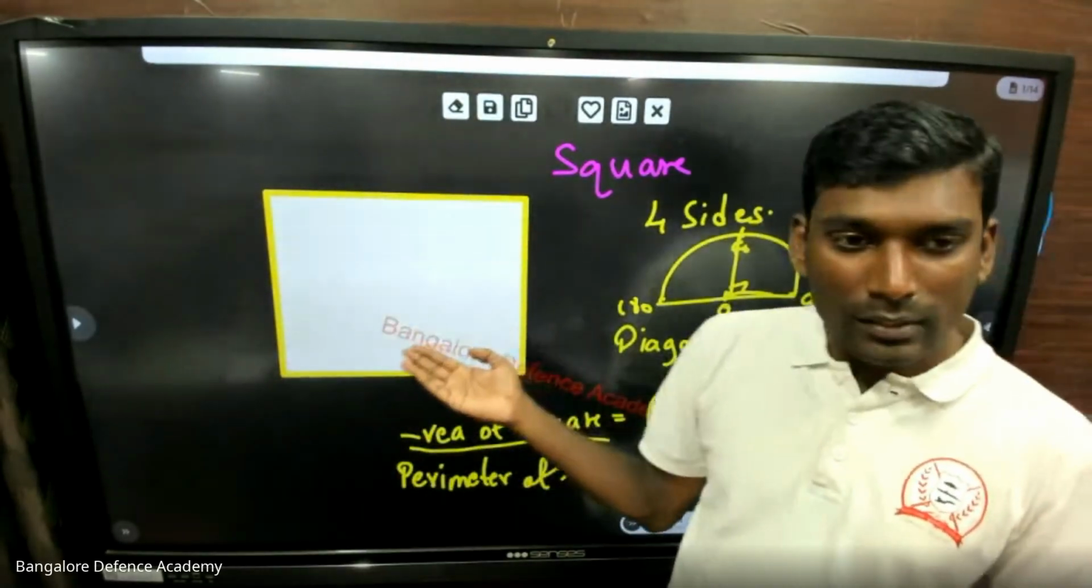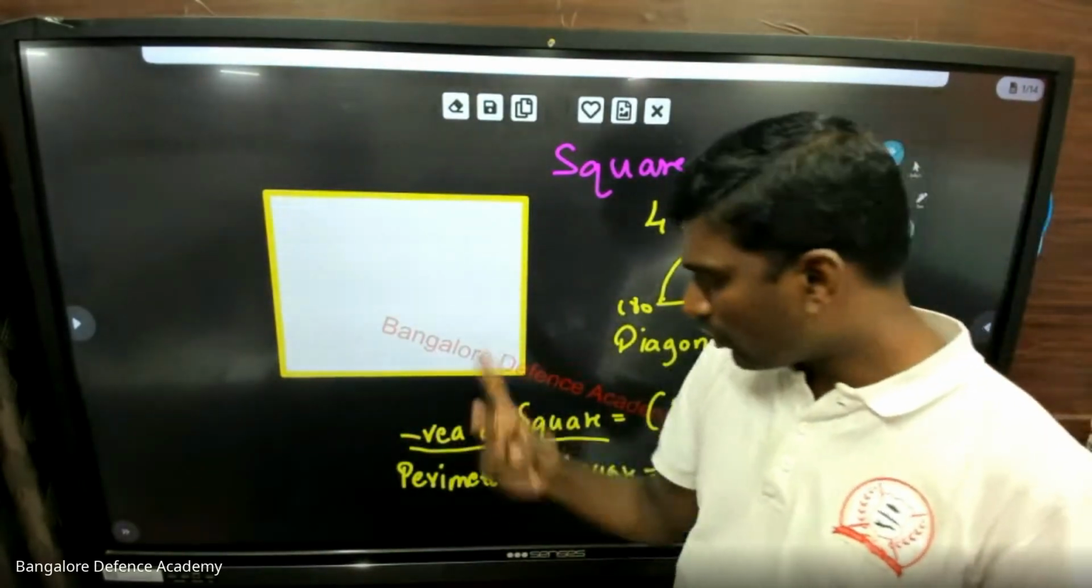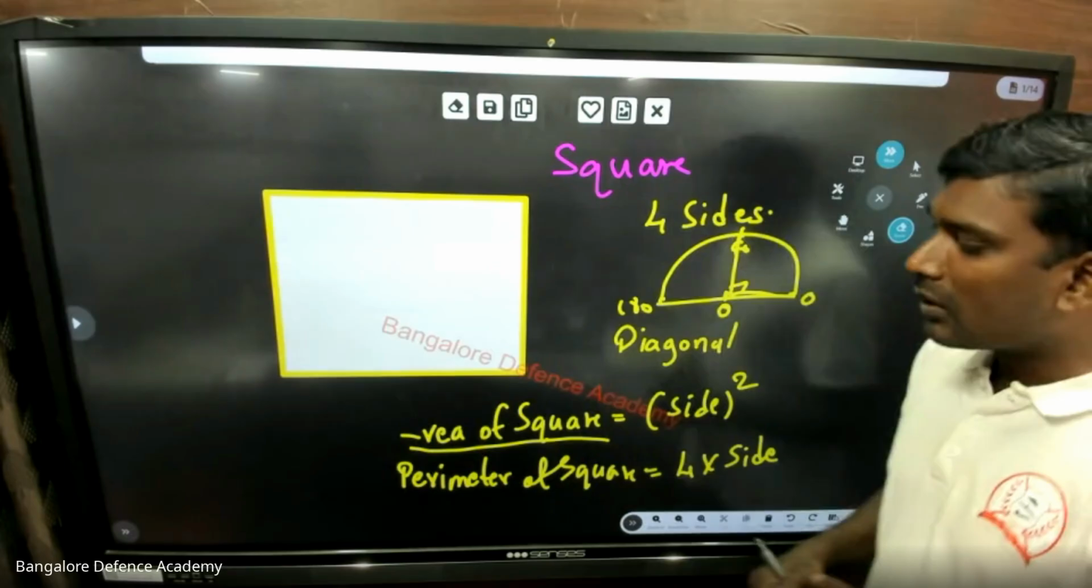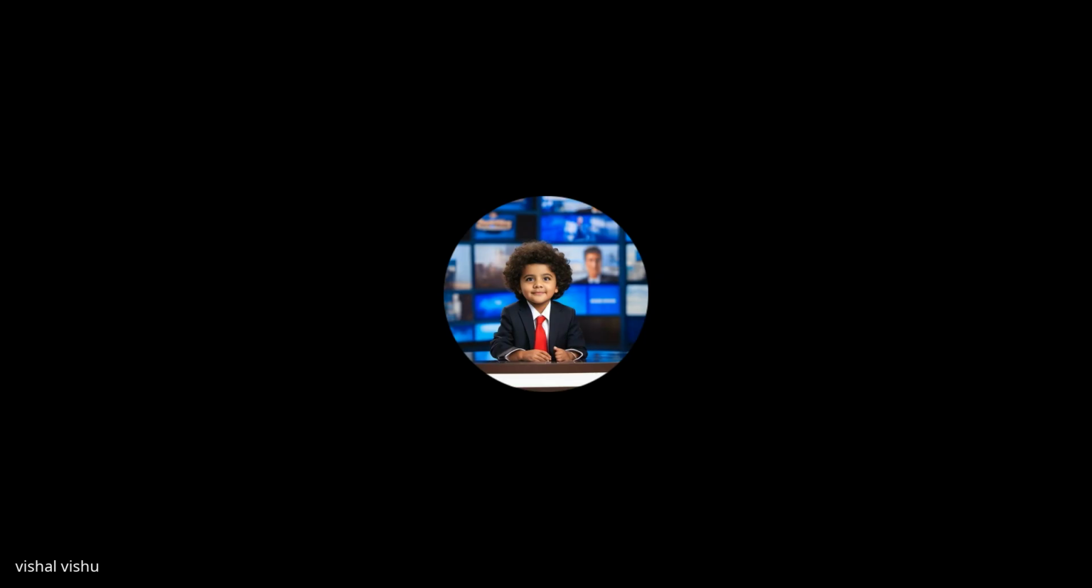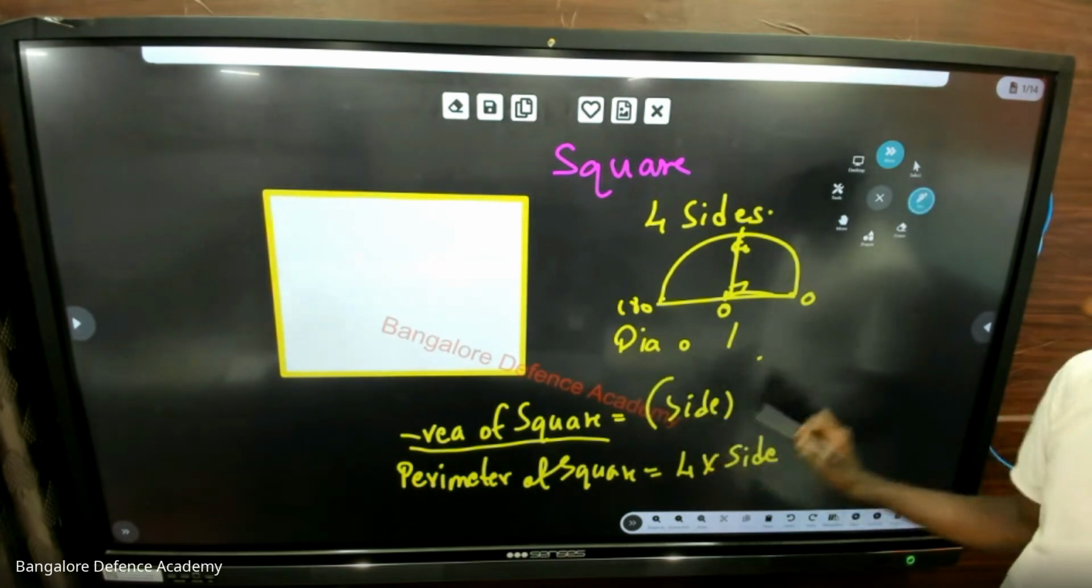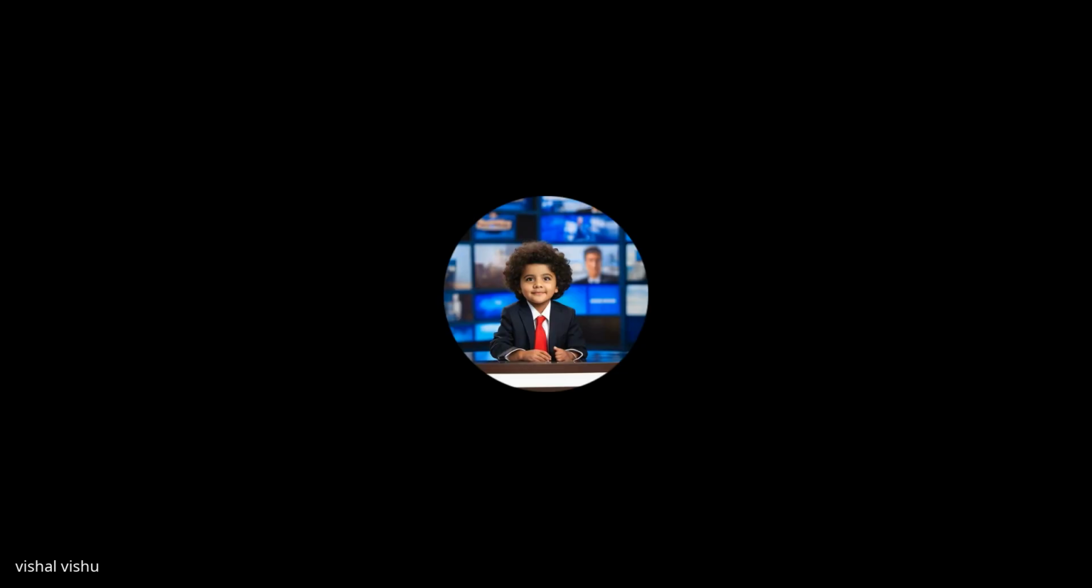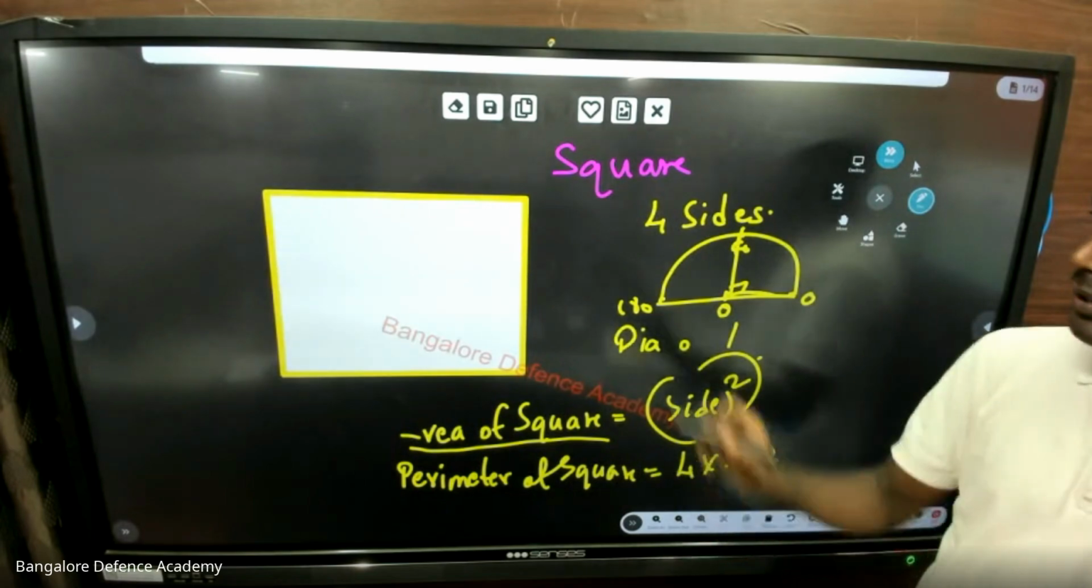How many diagonals will a square have? 2 diagonals. Good, very good. What is the area of a square? Side square. What is the perimeter of the square? 4 into side.